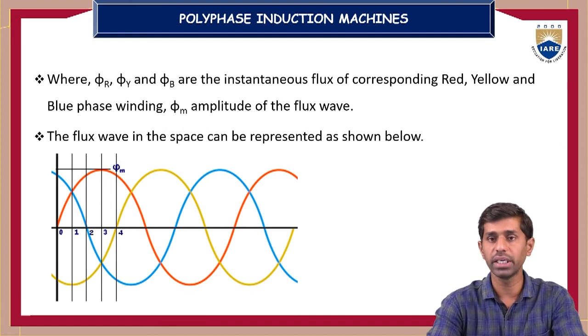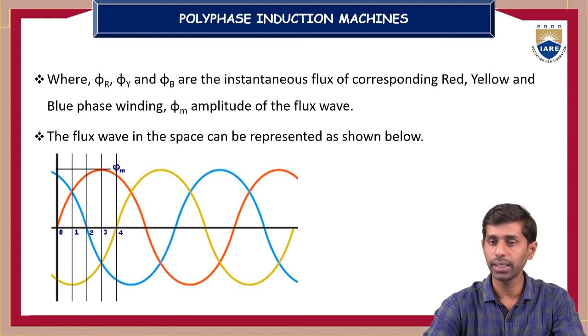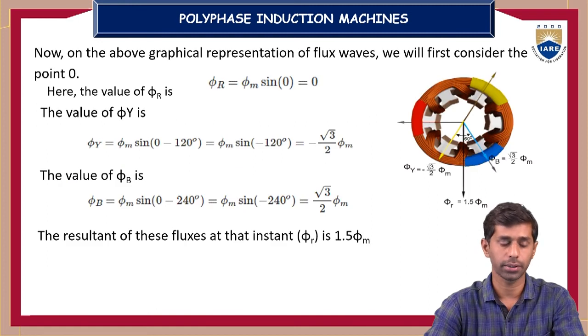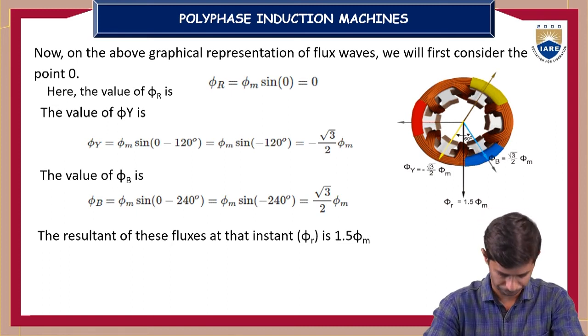Here I am assuming instant 0, that is at the R phase starting point at the origin, then instant 1, instant 2, 3 and 4. I am considering the 4 instants. In these 4 instants of time, I am analyzing how the magnetic field is rotating, or how the magnetic field varies with time, and whether the magnetic field produced by the three-phase balanced AC system is constant or not. Now on the graphical representation of the flux waves, we will first consider the point 0.